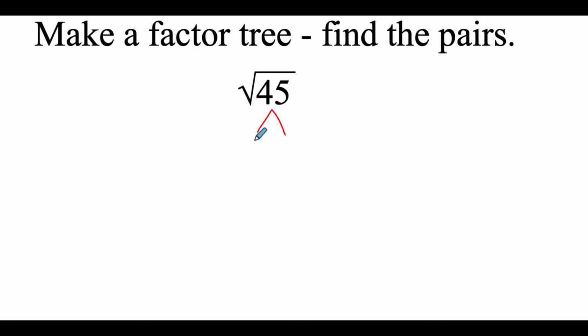So one way to get 45 would be doing 5 times 9. 5 can't be broken down any further. 5 is prime. 9 can be broken down. 9 is 3 times 3. And then these 3's cannot be broken down any further. So we made our factor tree and we broke the numbers down as much as possible. Now we're looking for the pairs of numbers. So right here, I see that we've got a pair of 3's.